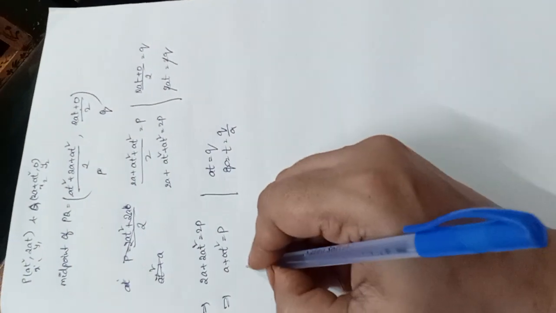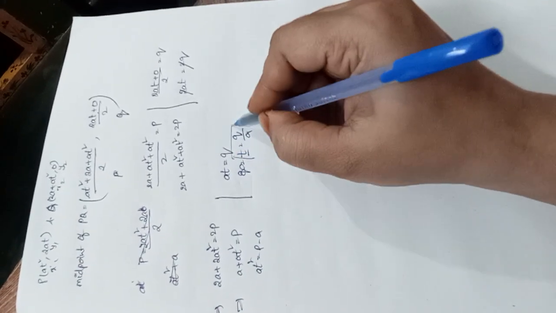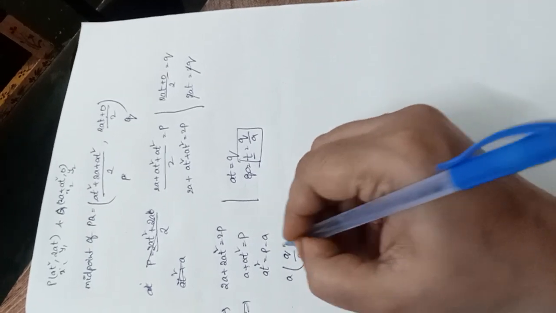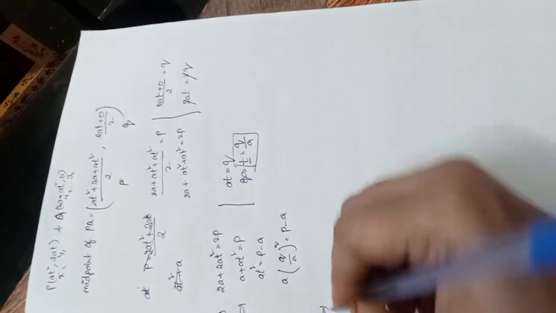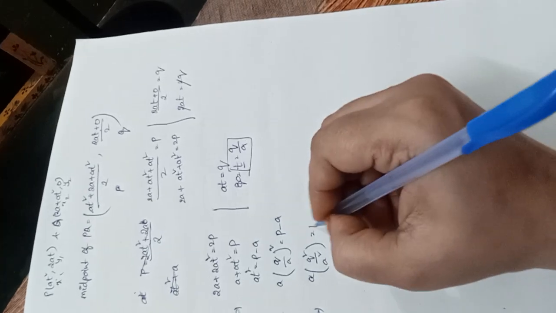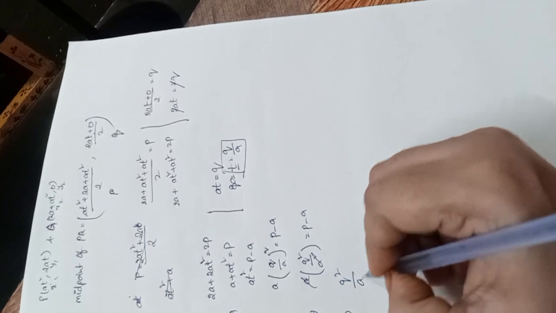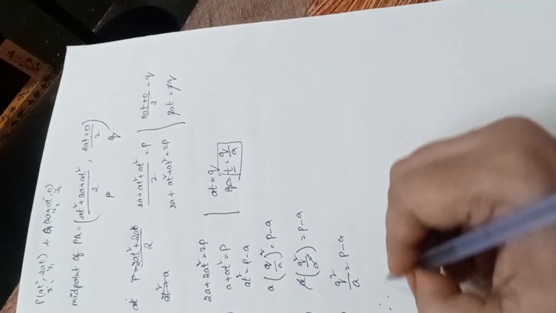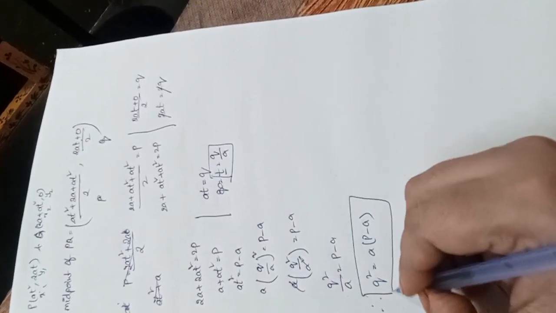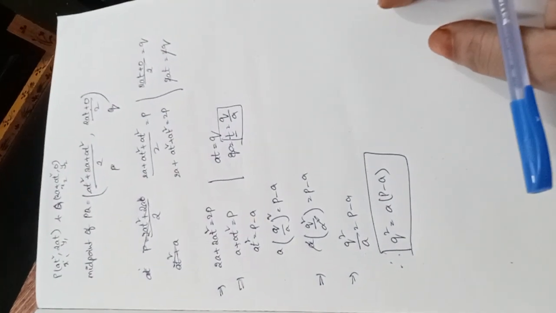So here what you will get, at square equals to p minus a, but here we got the value for t, right? So a into q by a whole square equals to p minus a, which implies a into q square by a square equals to p minus a. So q square by a equals to p minus a. Therefore q square equals to a into p minus a. This is the required locus of the midpoints of that particular normal.